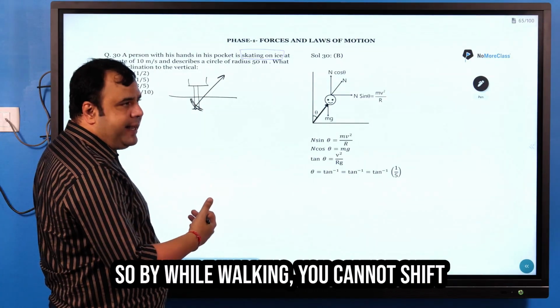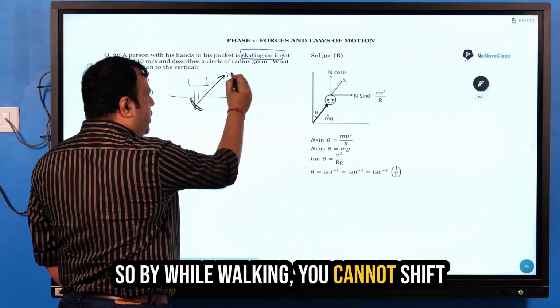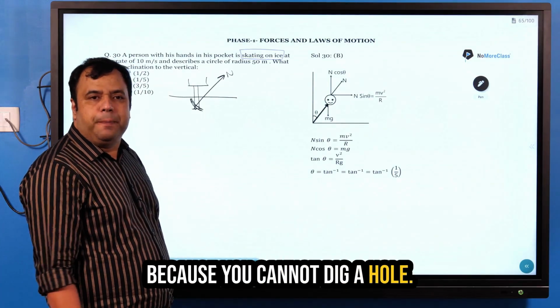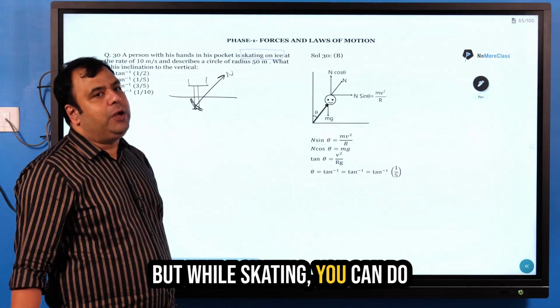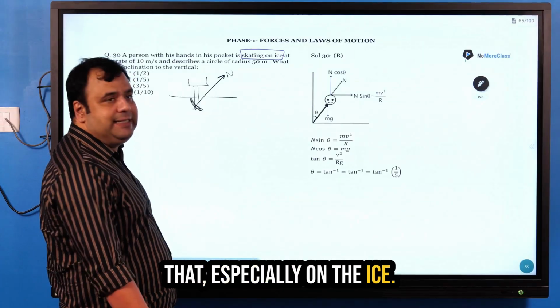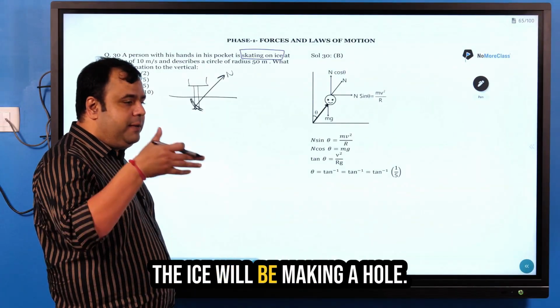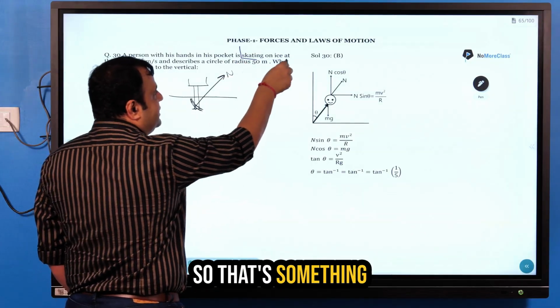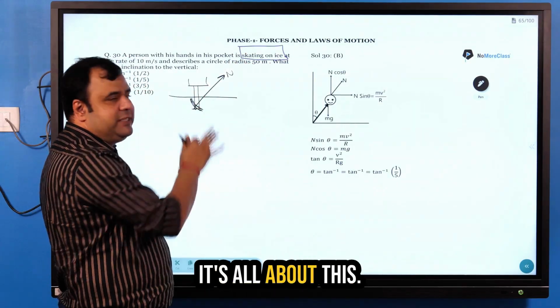So while walking, you cannot shift the direction of normal reaction because you cannot dig a hole. But while skating, you can do that, especially on the ice, because the ice will be making a hole. So that's something special in this question. It's all about this.